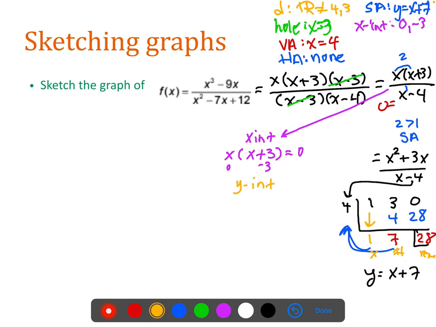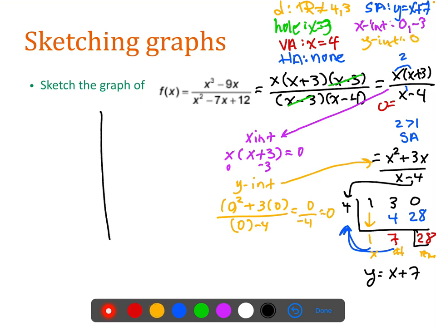And last but not least, we're going to do our y-intercept. And that's where we plug in 0 for all the x's. And I'm actually going to go to that one because it's easier for plugging in zeros. 0 squared plus 3 times 0 over 0 minus 4. So you get 0 over negative 4, which is 0. So you have a y-intercept right there at the origin at 0.